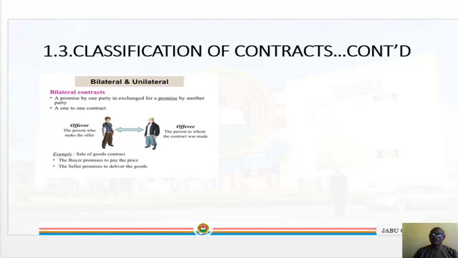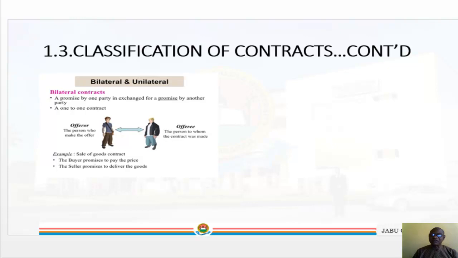Bilateral and unilateral contracts can be demonstrated in a way to show that the bilateral contracts are a promise by one party in exchange for a promise by another party. It is a one-to-one contract. We have the person who is the first party that is offering, usually called the offeror. He is the person who makes the offer. The other party is the offeree, the person to whom the contract was made.